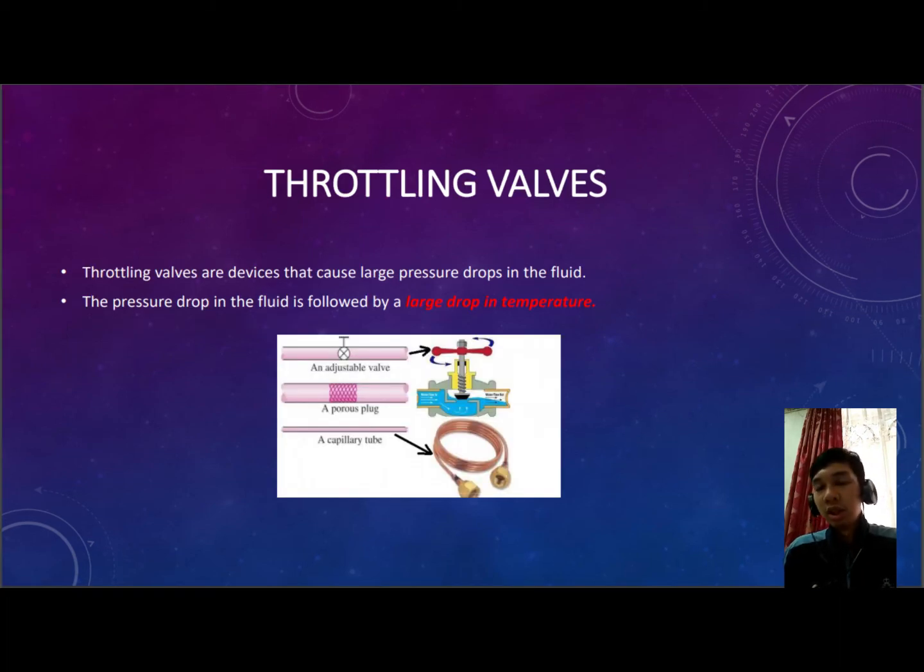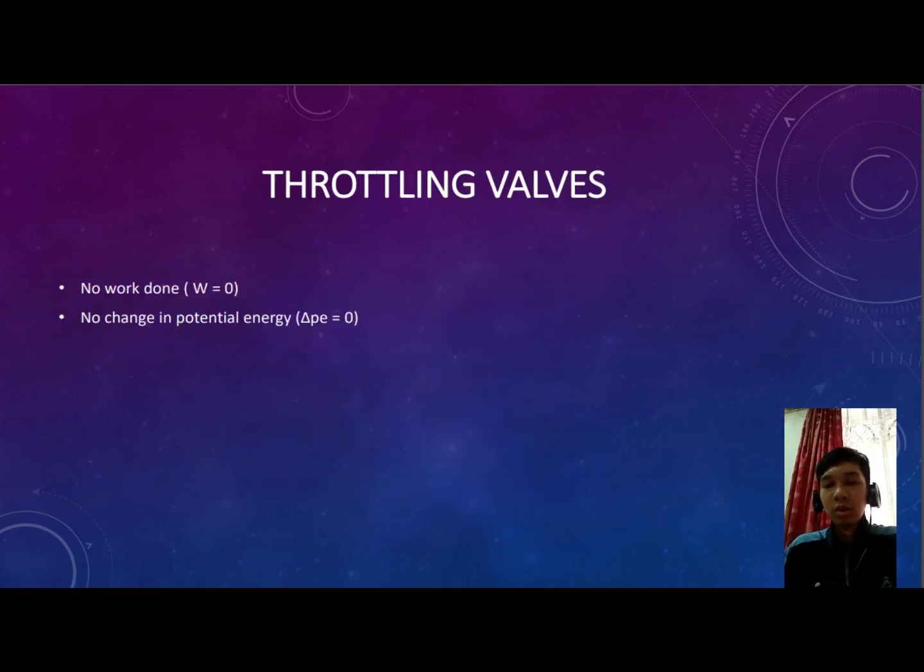And the last device is the throttling valve. Throttling valves are devices that cause a large pressure drop in the fluid. The pressure drop in the fluid is followed by a large drop in temperature. So throttling valves can be found inside refrigerators or air conditioning applications. For a throttling valve, there is no work done and no change in potential energy.